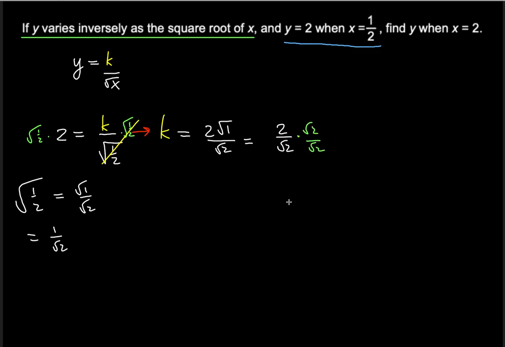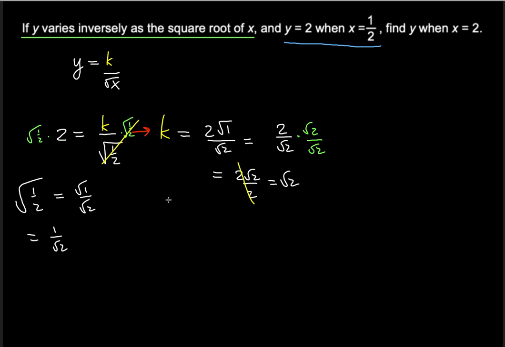This is called rationalizing the denominator, when you apply the root of 2 to the denominator and to the numerator. What you should get is 2 radical 2 over 2, which is simply 2 over 2. That's gone, and you get only radical 2 remaining. So radical 2 is the k value that we found.